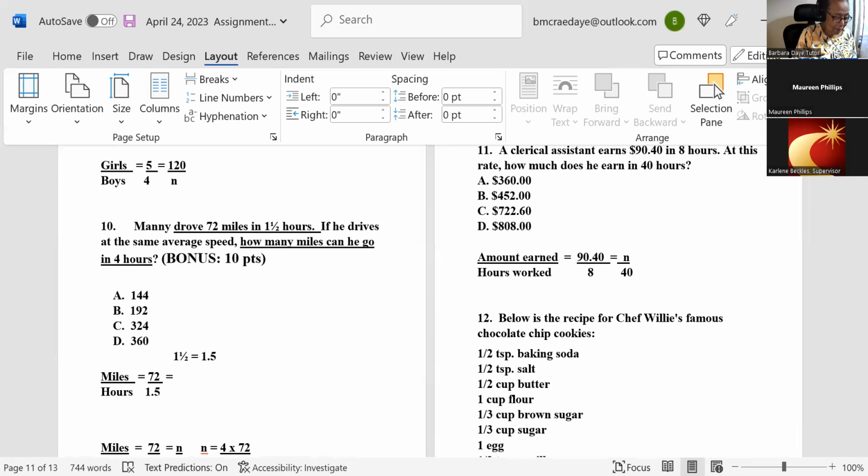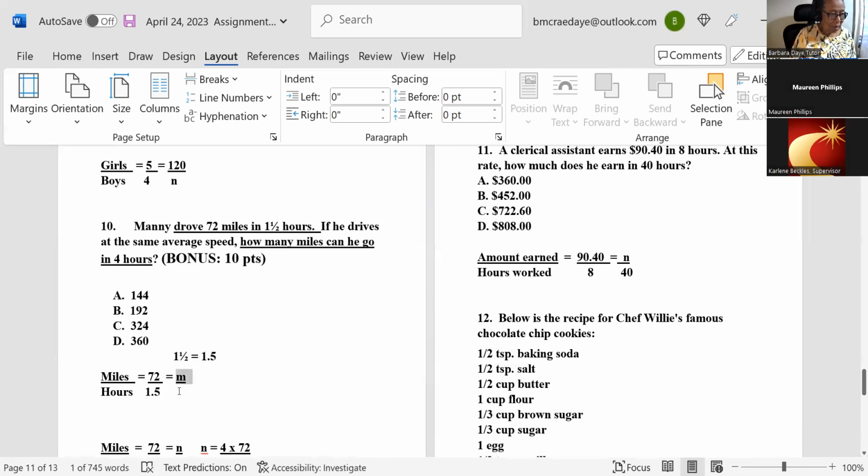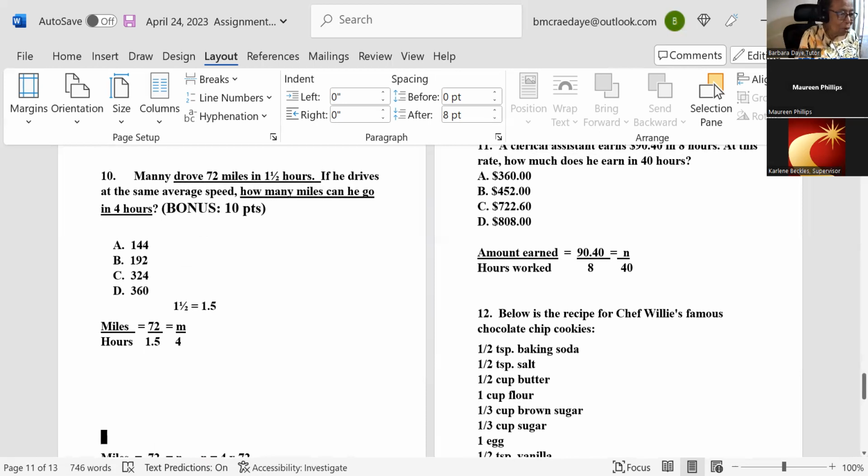We put miles first, right? So that would be M, and that's in the 4 hours. So M over 4. We're using M, so solve for M, Maureen. What do you get when you solve it?